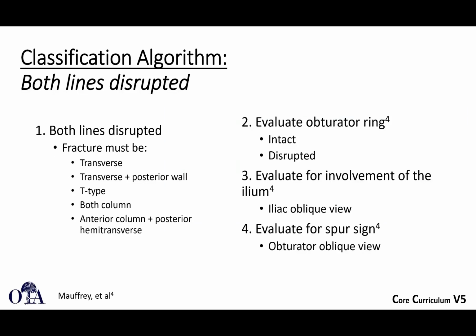So if both lines are disrupted, we can say it's one of these types. The next thing you can do is then evaluate the obturator ring. Is it intact? Is it disrupted? Remember, we said that in a transverse fracture, the obturator ring is intact. In a T-shaped fracture, it's disrupted, for example. Evaluate for involvement of the ilium. Evaluate for the spur sign. Remember, we said that a true spur sign is something you see only with an associated both column fracture.